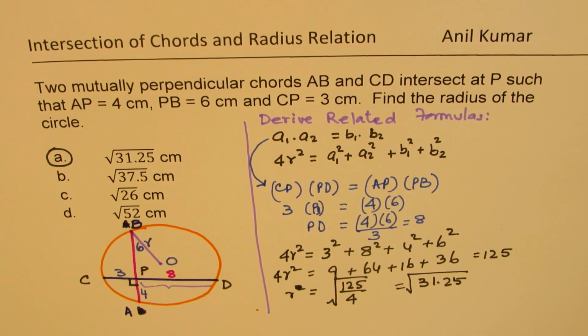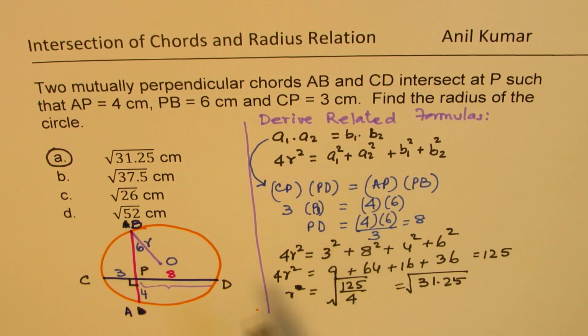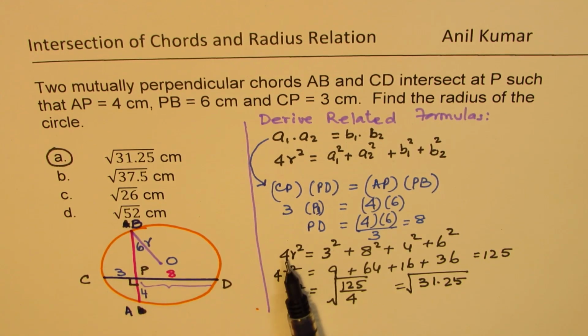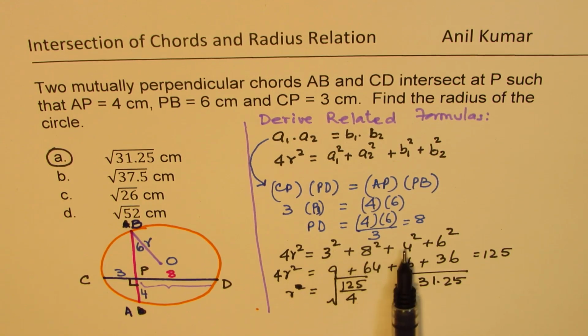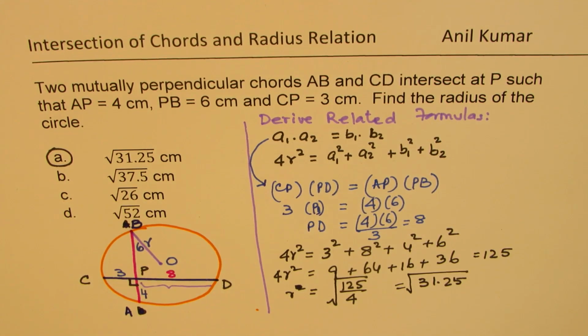So let me summarize the solution. In any circle, if you have two perpendicular chords, then their chord segments product is constant, right? So that gives you the missing chord segment length. Then the other formula which we just derived is 4 times r square is the sum of squares of each chord segment. That gives you the straightforward answer, so it should not take more than a minute to answer similar questions now.